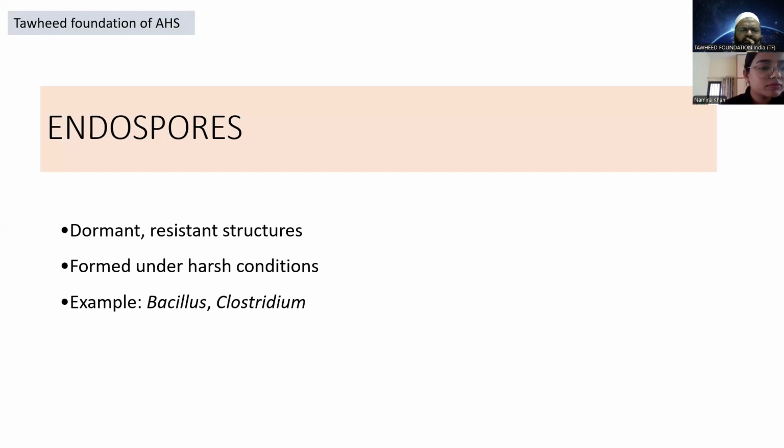Endospores. Endospores are dormant, resistant structures formed inside some bacterial cells under harsh conditions. They allow bacteria to survive in harsh environments that would normally kill the cell, for example, Bacillus and Clostridium.